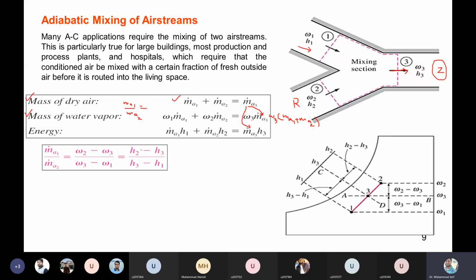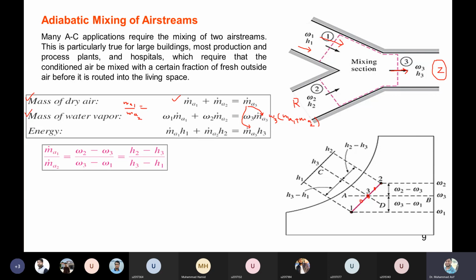So this ratio shows that the mixing point always lies between the two points. Let's say you have the fresh air at section 1 and the returned air at section 2. The mixed air will always lie in between those points. It could lie here, it could lie here, but it will lie on the line joining 1 and 2, right?